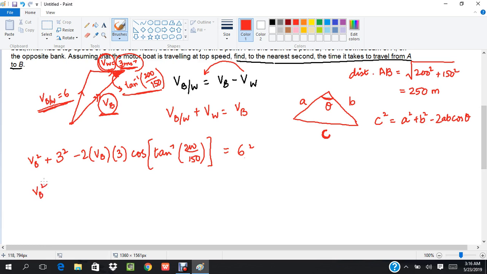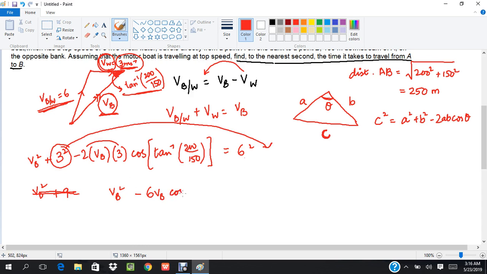VB squared, add 9, take away. Okay, I'll be more direct. I'll send this to the other side. So this becomes VB squared, take away 6 VB cos of tan inverse 200 upon 150 is equal to 6 square, take away 3 square. So that is 36 minus 9, which is 27. Now I'll bring this 27 here as well.